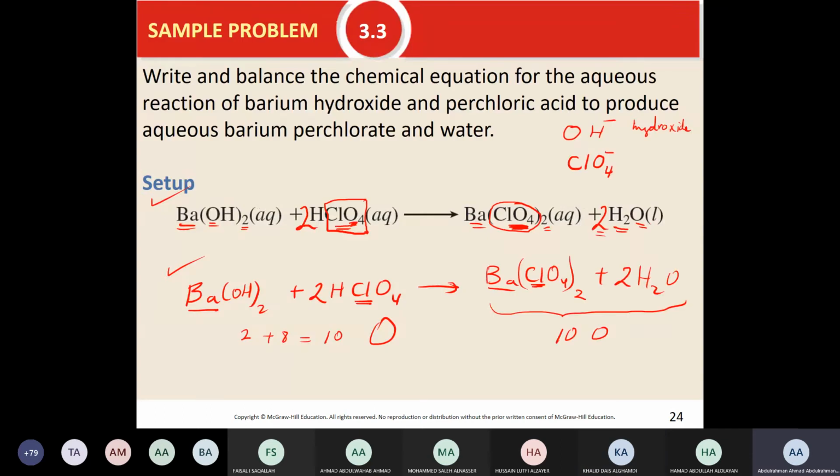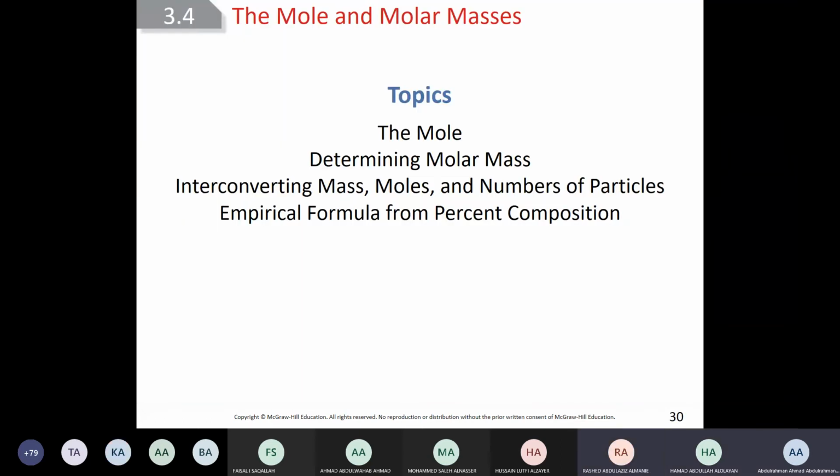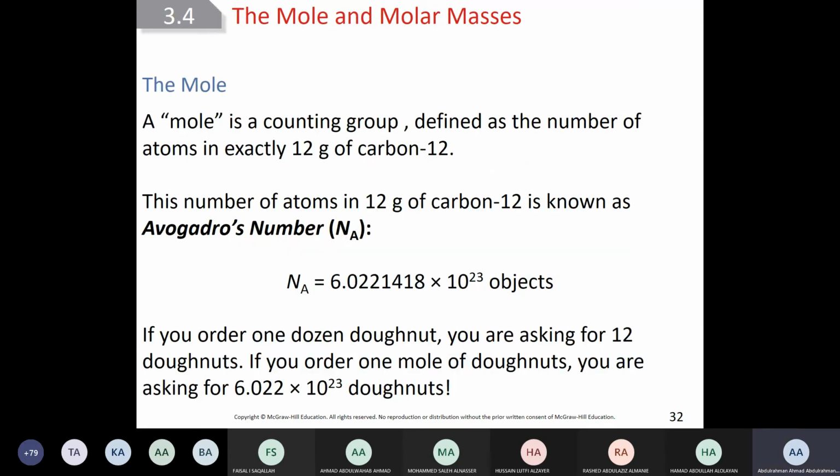Yes, but how do we decide which group to balance first? Always start with whatever except oxygen. Oxygen, keep it last. Or if you have an atom that's available in more than one place. We'll have some examples. Good.